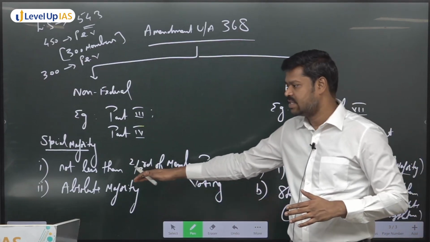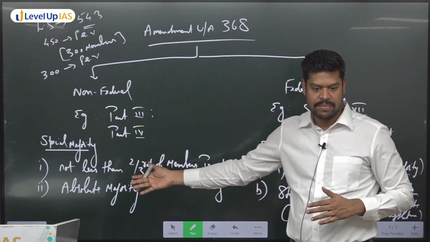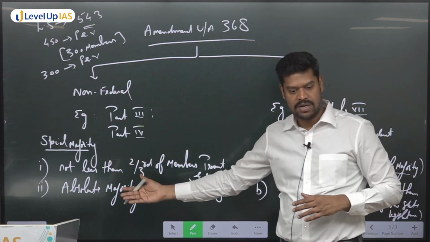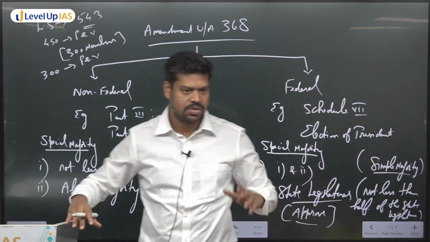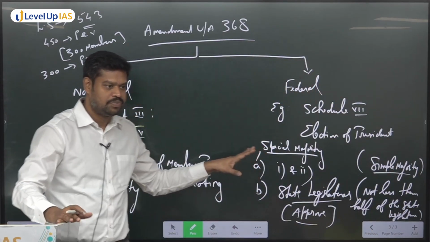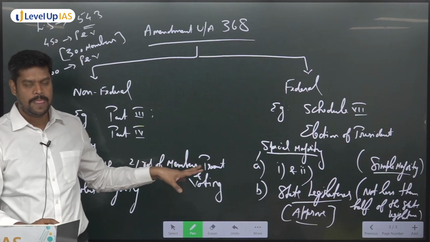But in this case, the states do not have any effect, even if the amendment is passed. So therefore, the parliament can unilaterally do this. Okay, so this is what you'll have to understand. Is it clear to all of you how the special majority is calculated?